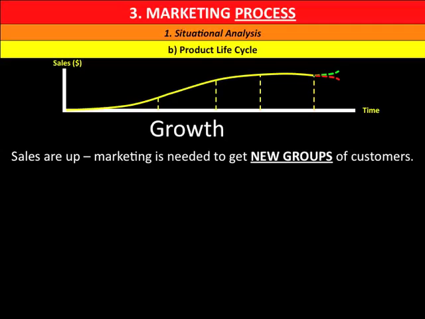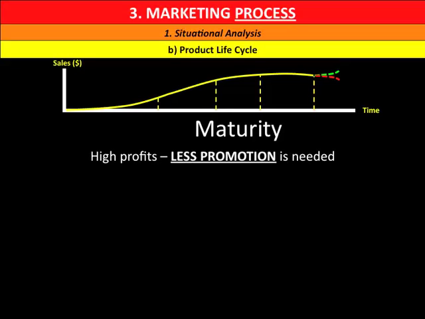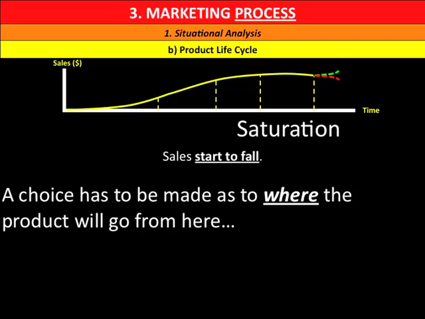At the growth stage, your sales are up, so you start expanding to new groups of customers. Your early adopters have already all got it. So how do you reach those new groups of customers? Maturity, you're going to be needing less promotion, and that's going to be where you're making the highest profits because you're going to be needing to do the least amount of marketing and you're going to be making a large number of sales. Once you get to saturation, the sales start to fall, and the business really has to start making that choice. Where is the product going to go from here?